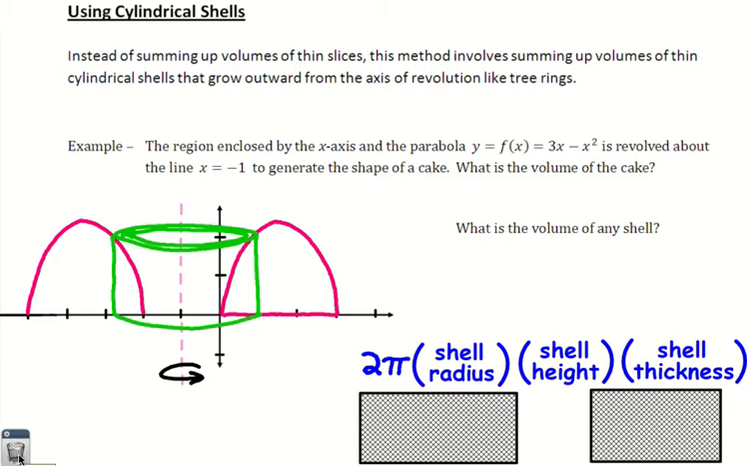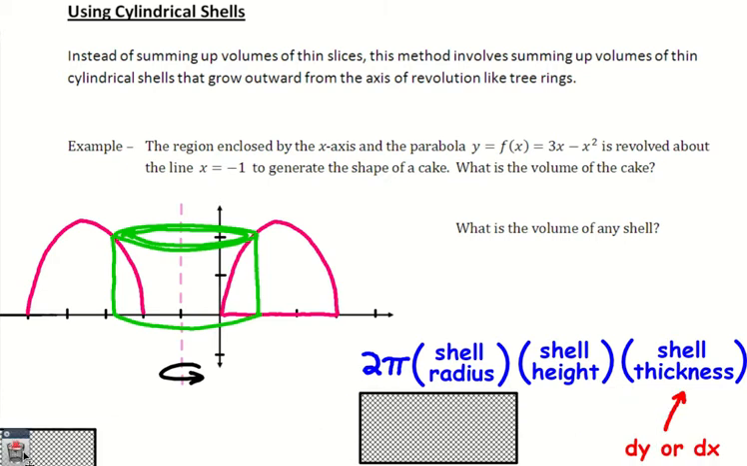Well, it's going to be 2 pi times the shell radius times the shell height, essentially the width of the rectangle, times the shell thickness. It's not much of a thickness, though. That's where dy or dx comes into play. If you want to change the order, I wouldn't blame you. The shell thickness in our integral is going to be represented by dx or dy.